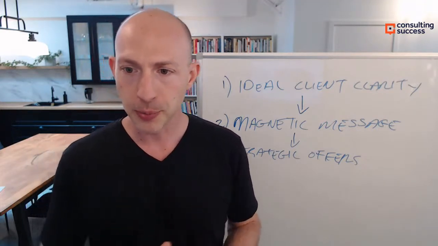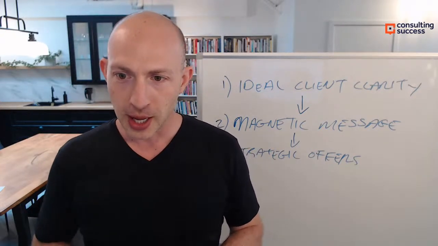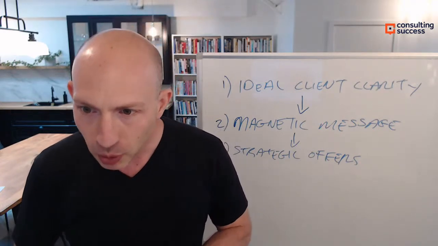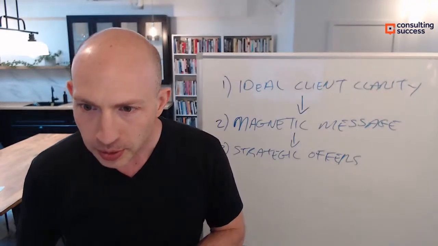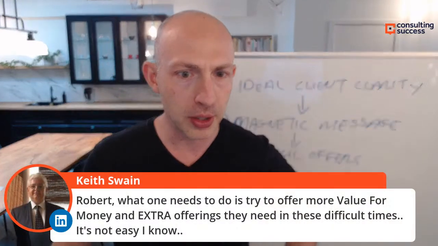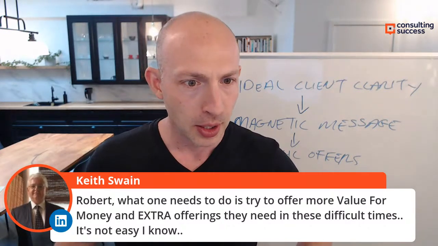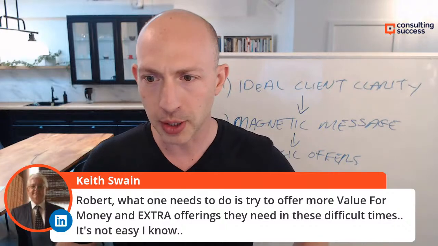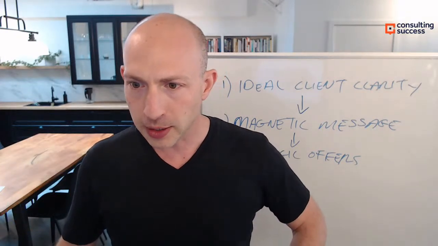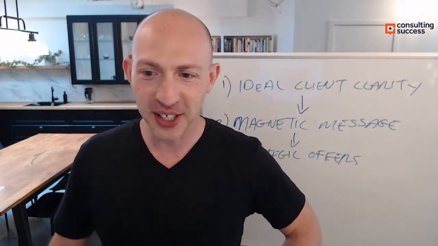Paul, okay, we got Paul in the UK. Good evening there, Paul. Great to have you with us. We got John. Hey, John, great to see you. Okay, Keith saying, Robert, what one needs to use. Yeah, all right, so Keith's just sharing here some thoughts. He's saying, yeah, what one needs to do is try to offer more value for money and extra offerings they need in difficult times. It's not easy. Okay, I think you're just responding there to the previous question that came in, so thanks for that, Keith. All right. Okay, Keith, yeah, in Abu Dhabi, 9:30 in the evening. Great to have you joining us.